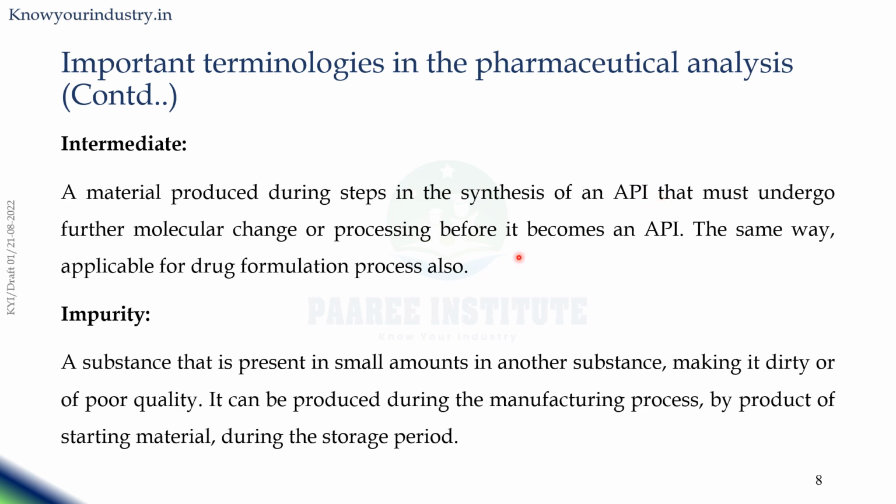So the middle compound, the compound which is used for the synthesis of the active pharmaceutical ingredient and which can be the precursor for the synthesis of the active pharmaceutical ingredient, is called an intermediate, but it need not be the starting material for the particular synthesis. Then comes impurity.